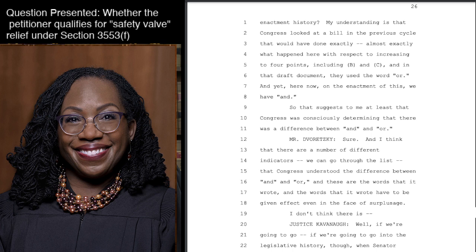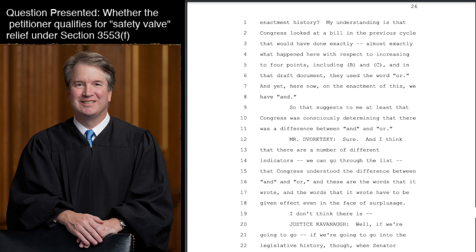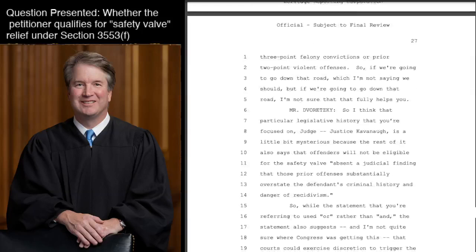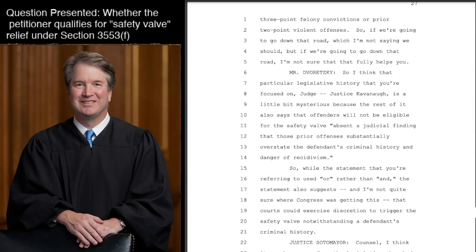Sure, and I think there are a number of different indicators. We can go through the list that Congress understood the difference between "and" or "or," and these are the words that it wrote. And the words that it wrote have to be given effect even in the face of surplusage. If we're going to go into the legislative history, though, when Senator Grassley introduced the bill that became law, the Judiciary Committee report on that said that it would exclude offenders with 3-point felony convictions or prior 2-point violent offenses. So if we're going to go down that road, which I'm not saying we should, but if we're going to go down that road, I'm not sure that fully helps you.